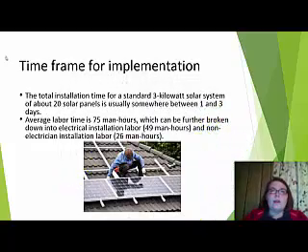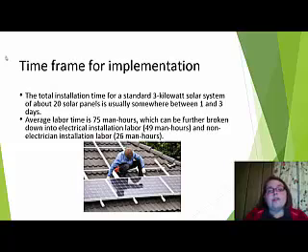As far as the time frame it takes to implement this kind of energy, the total installation time for a standard 3 kilowatt solar system of about 20 solar panels is somewhere between 1 and 3 days. The average labor time is 75 man-hours, which can be further broken down into electrical installation labor, which is about 49 hours, and non-electrician installation labor, which is about 26 man-hours.